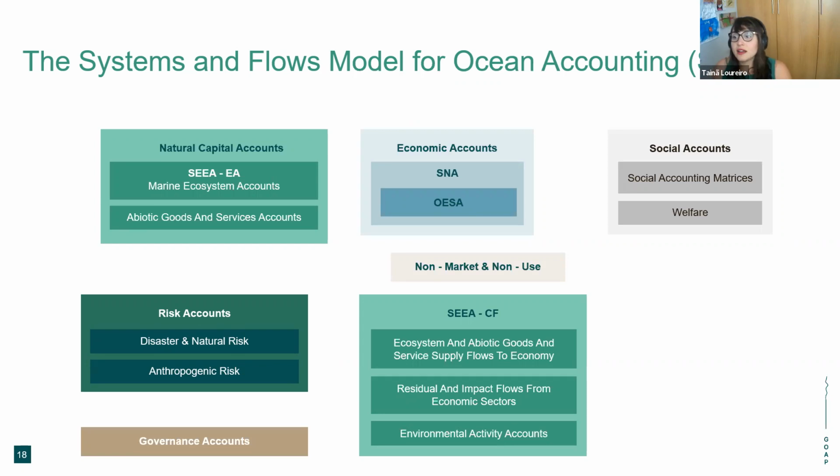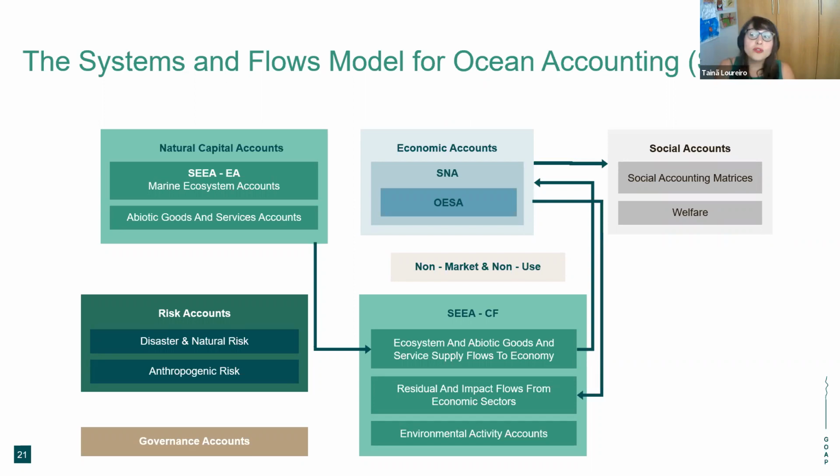Now, let's see some examples of how we can connect these systems by the flows I mentioned before. So let's start with the natural capital, for example. We can identify and measure flows of natural capital from ecosystems as ecosystem services to the economy through the SEEA CF. And these flows will also affect employment opportunities, welfare, and other social components. But there will also be a flow of anthropogenic pressures from economic production or consumption activities to the environment and the risk associated with these pressures.